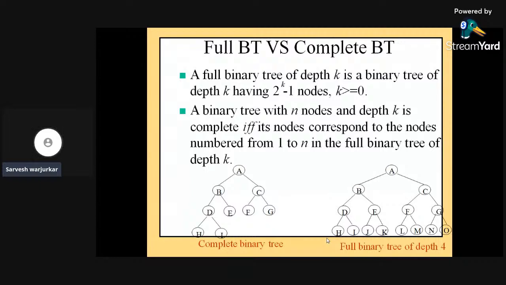it is called a full binary tree, and the one with the nodes having two child nodes is called the complete binary tree. In other words, a full binary tree of depth k is a binary tree of depth k having 2 to the power k minus 1 nodes, where k is greater than or equal to 0.